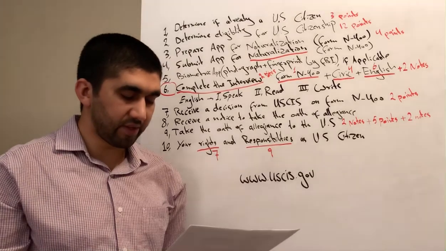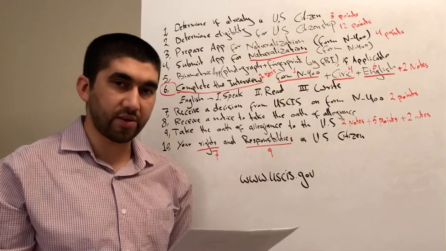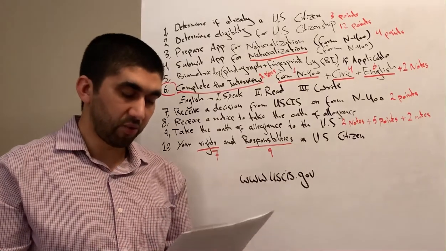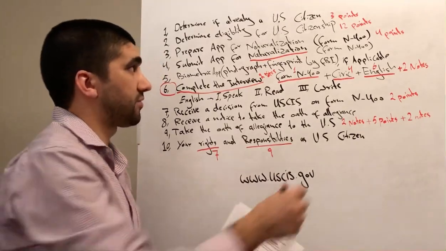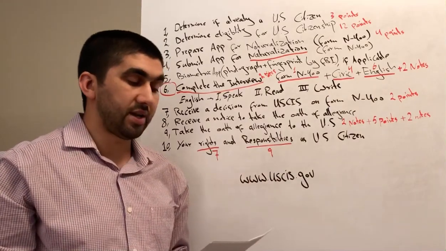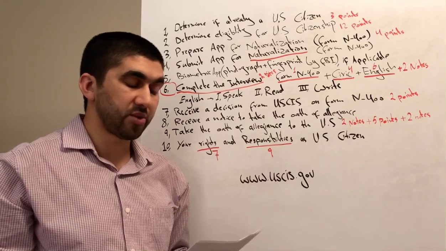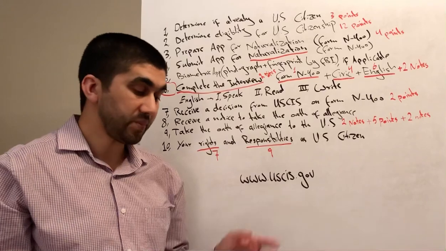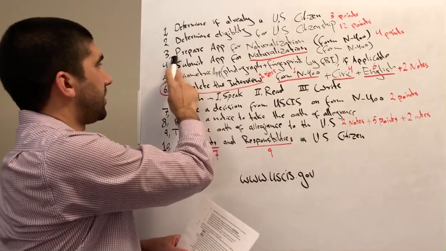Now, number 11 says to be a person of good moral character, which simply means you have to have a good moral character. Number 12 says to demonstrate an attachment or willingness to the principles and ideals of the United States Constitution.